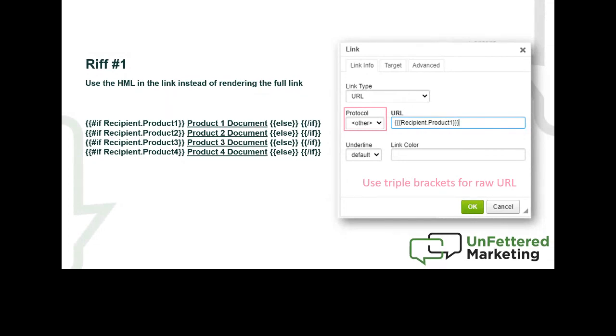Again, when you start playing around with this stuff, it is a trick to know if your URL isn't rendering properly. You can try the triple brackets. So if you use the protocol of other to render this link, then you get, I think this is the one for the non-tracked version.